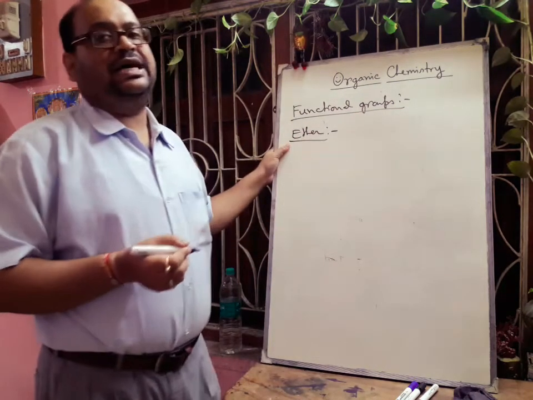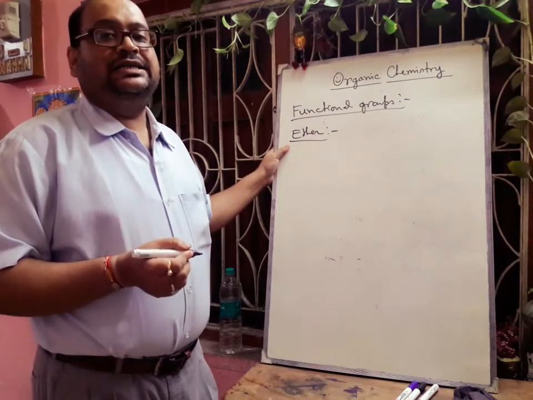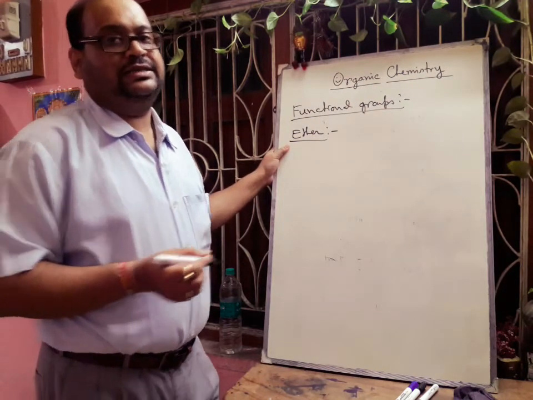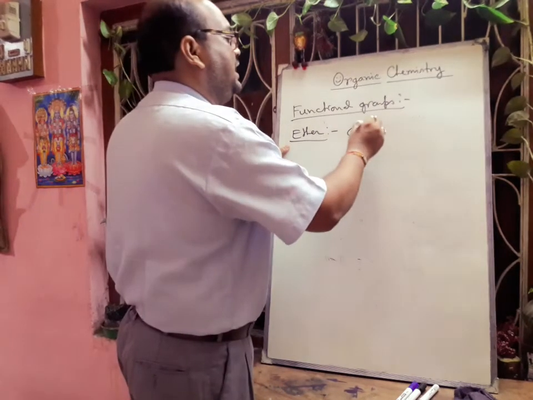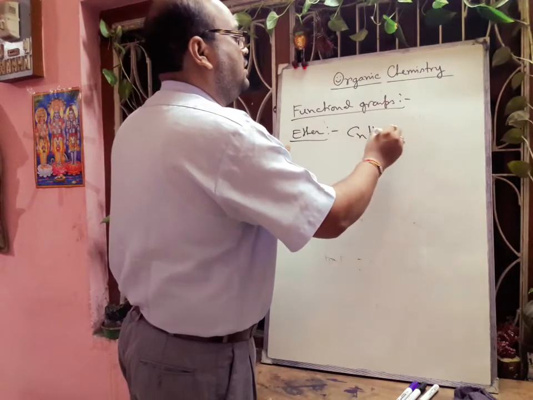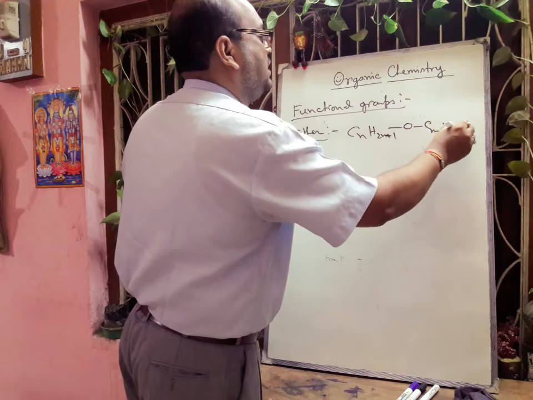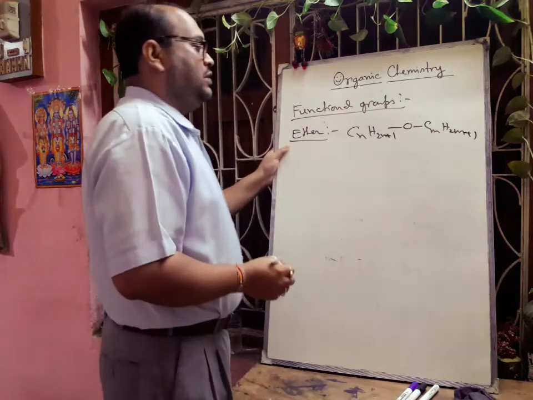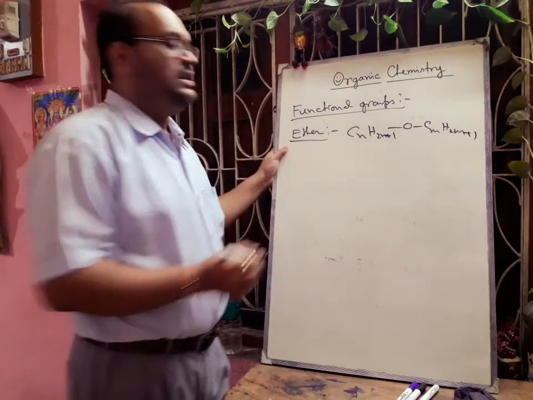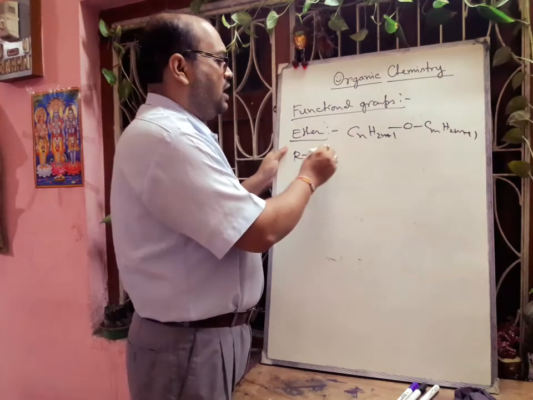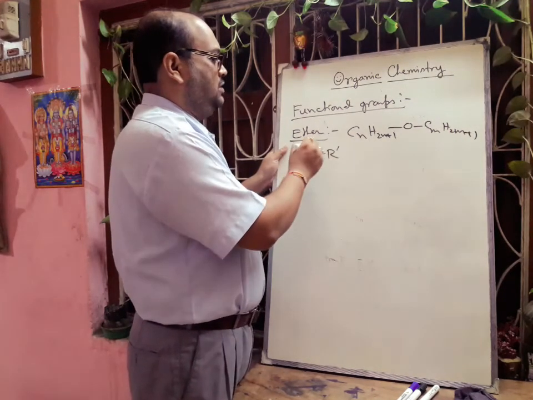Now in case of ether, what will be the general formula in this case? The general formula will be CnH2n+1 O CmH2m+1. And this functional group can be represented by R-O-R'. This is the ether functional group.